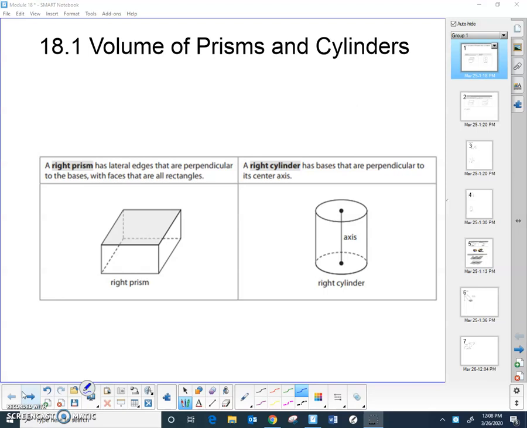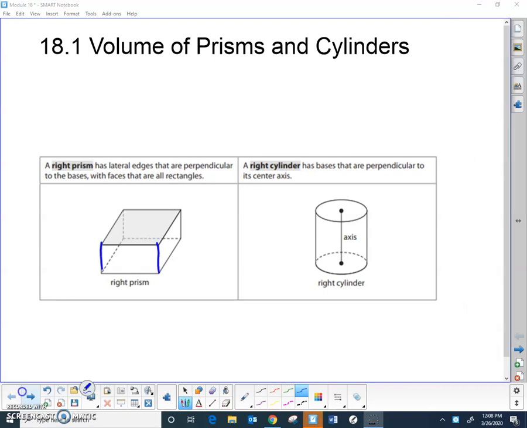All right, so a right prism has lateral edges that are perpendicular to the bases. So the two sides that are identical that it would sit on typically. You more commonly know these as boxes. Packaging, most of those are right prisms. A right cylinder has bases that are perpendicular to its center axis. So that line down the middle is perpendicular to that base. So these are your typical cans, pop cans, soup cans.